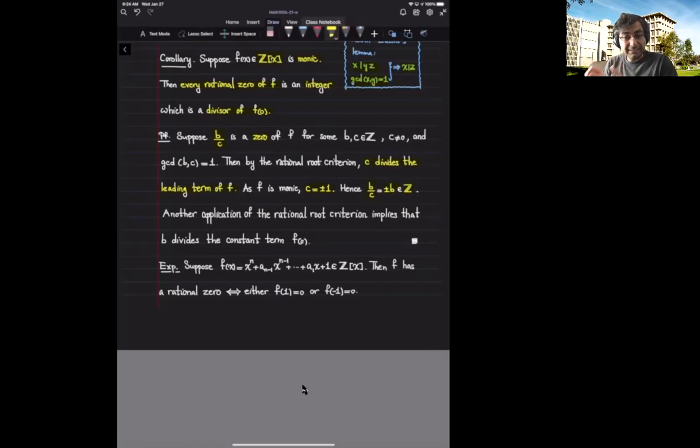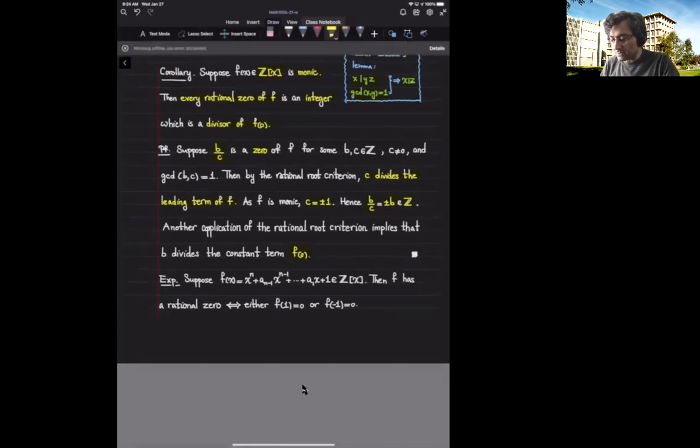Okay, so it's an integer, and again, I can use the rational root criterion and deduce that the numerator, which is b, should divide the constant term, and therefore b over c should divide the constant term. So altogether, we get this result about monic integer polynomials.